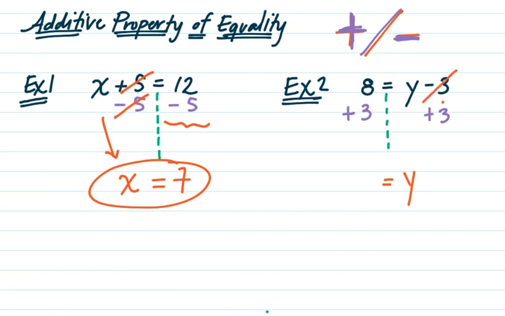Now the reason we did that is because minus 3 and plus 3 cancel out. They get removed. And on this side, all we're left with is our y all alone. And then on this side, 8 plus 3 is 11. So we found out that in this algebra equation, y must be 11.